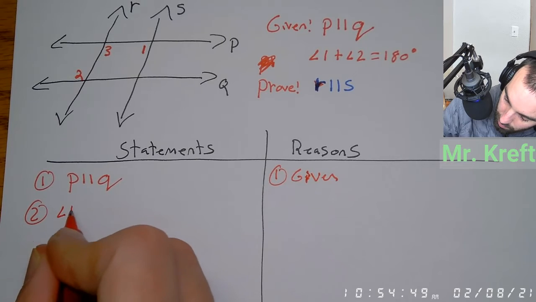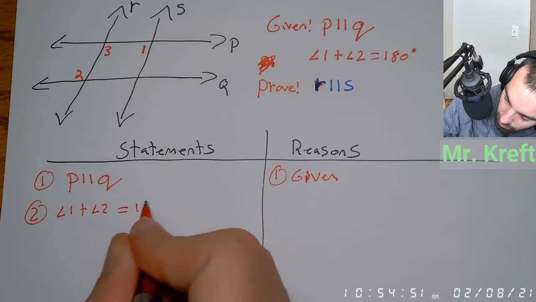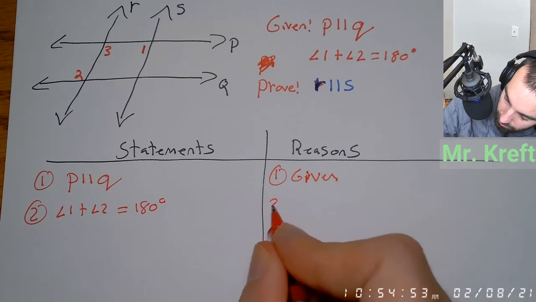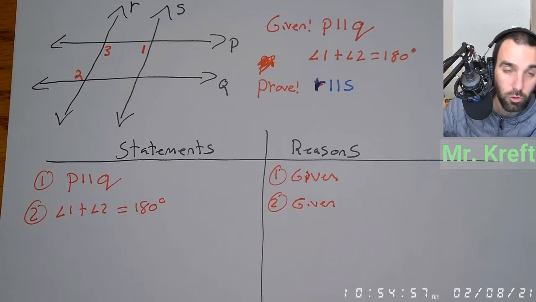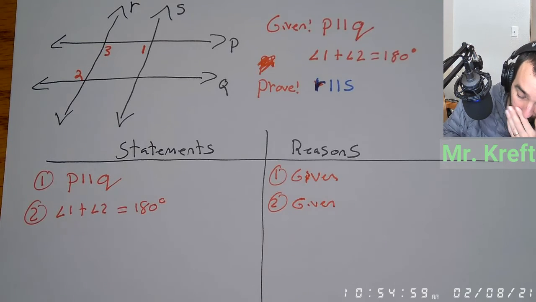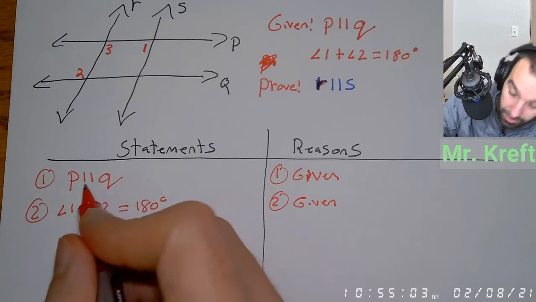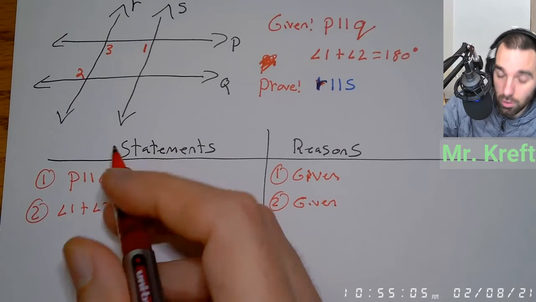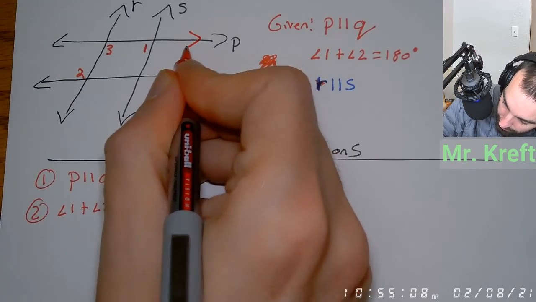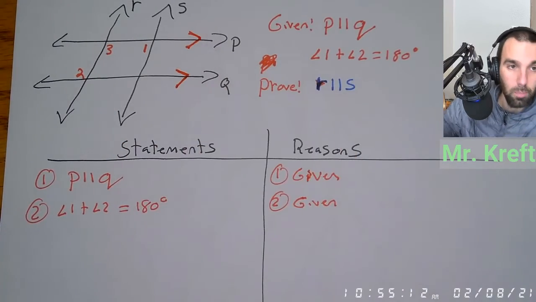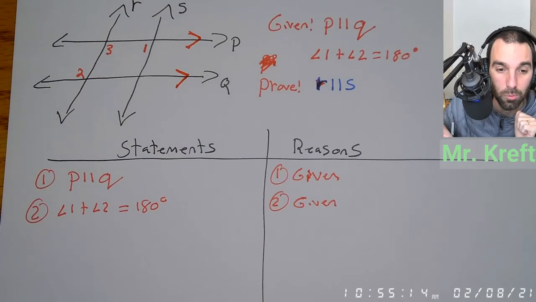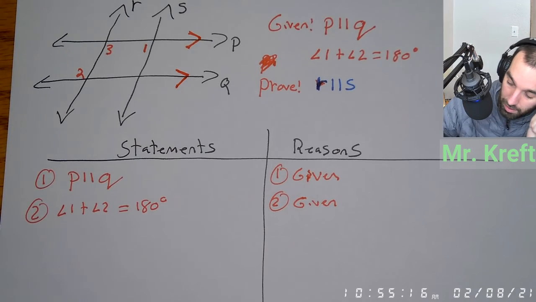And then I also know that angle 1 plus angle 2 equals 180 degrees. Okay, so I have 2 givens. Now the next thing I'm going to do is update my picture. It says P is parallel to Q, so I'm just going to add in that extra arrow that wasn't there. So I know that these 2 lines are parallel, but not R and S. That's what we're trying to prove this time.